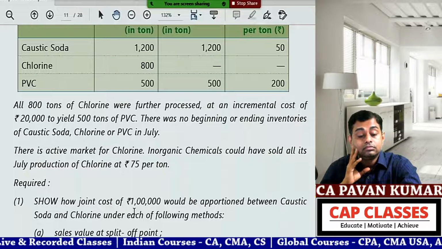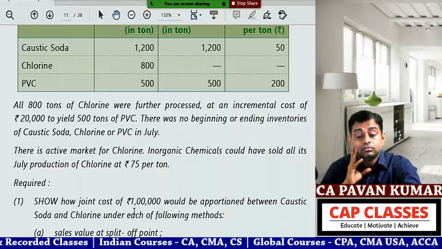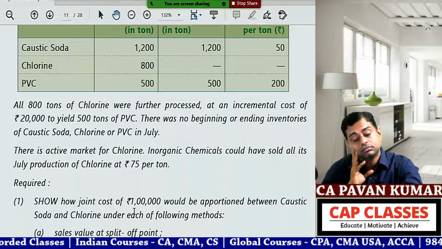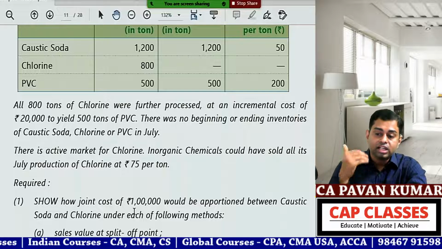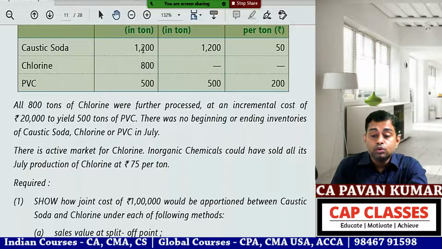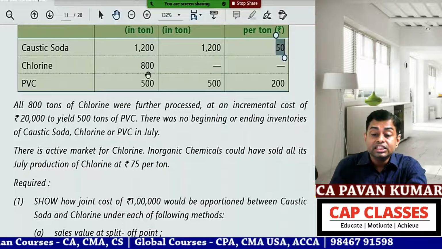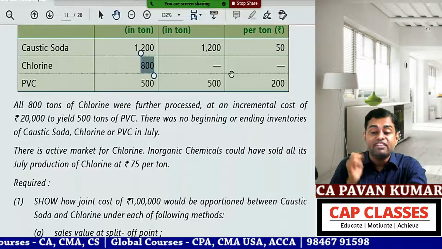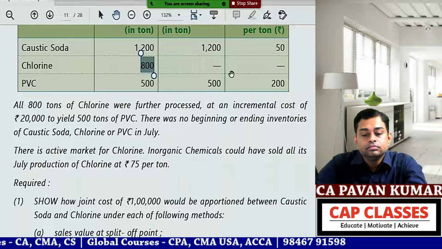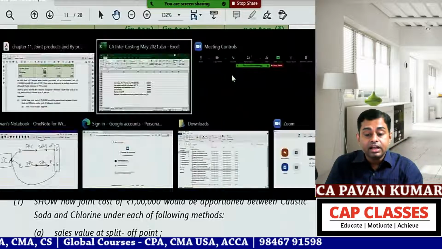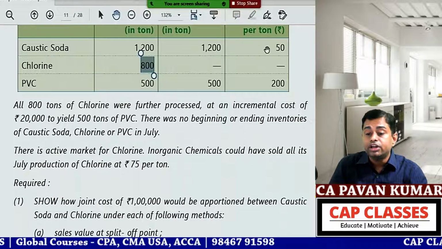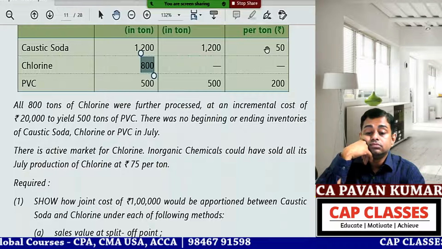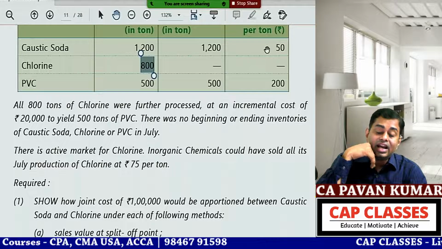Required, show how the joint cost of rupees 1 lakh would be apportioned between caustic soda and chlorine under each of the following methods. Sale value at split off point. What is the sale value at split off point? 1200 into 50 and 800 into 75, correct? Just now we have calculated, no? So here it is 1200 into 50. How much? 60,000, sir.